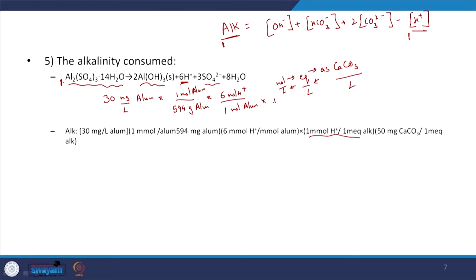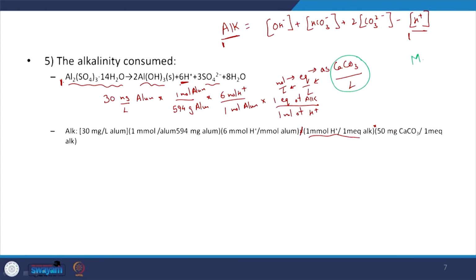So, 1, I guess I should have written it in the inverse way, right. This should have been divided by here maybe, and this should be multiplied, anyway we can always correct it. I know that 1 equivalent of alkalinity will be consumed per 1 mole of H plus being produced, right. So, that is what we have. Now, the units are in terms of equivalents per liter of alkalinity, but the units are being asked in terms of as CaCO3. How do I convert that?